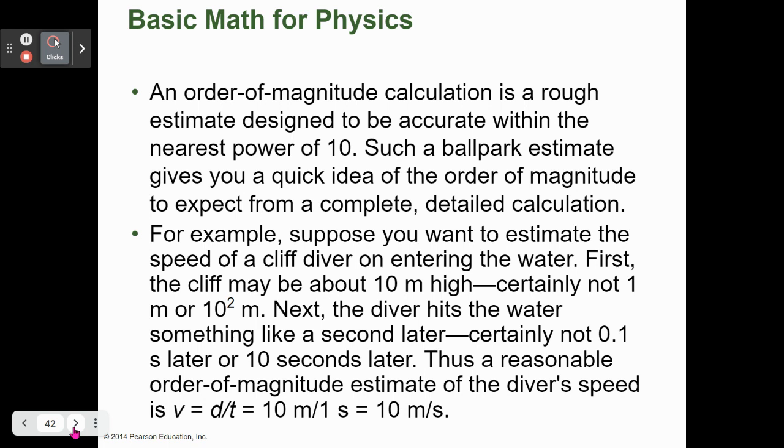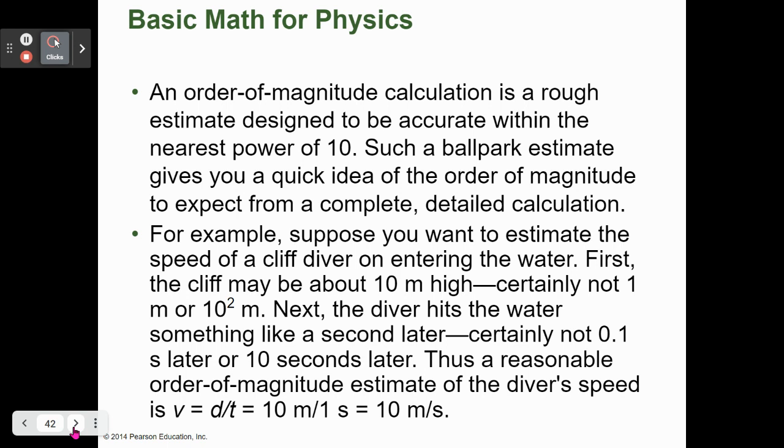Suppose you want to estimate the speed of a cliff diver on entering the water. First, the cliff may be 10 meters high. It's not going to be 1 meter because 1 meter is not a cliff, right? That's just a step. It's probably not going to be higher than 10 to the 2 meters because that's 100 meters. That's really tall. Okay? So most of the time, somebody's not going to dive off a cliff that's 100 meters high. So we don't need to worry about that number. And that 1 is too small, so that's why we estimate probably around 10. Okay?